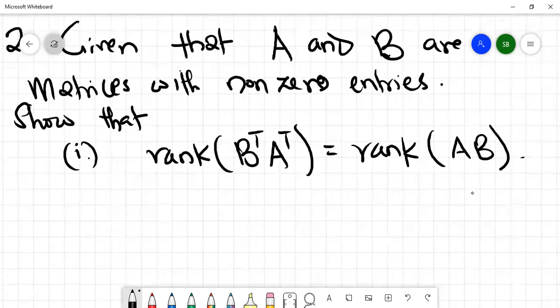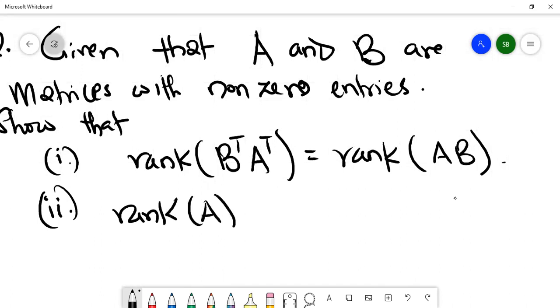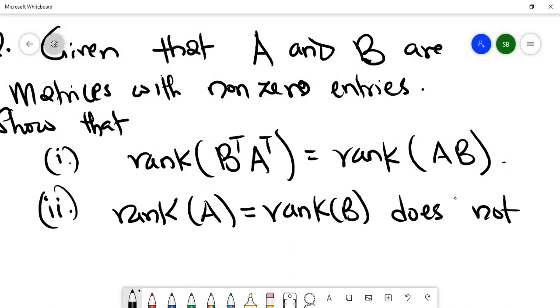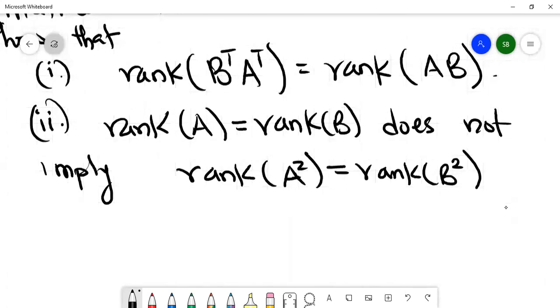Roman figure 2. We are to show that rank of A equals rank of B does not imply that rank of A squared is equal to rank of B squared. Here, you only need to provide a counter example in this Roman figure 2. The counter example will suffice. Then number 3.